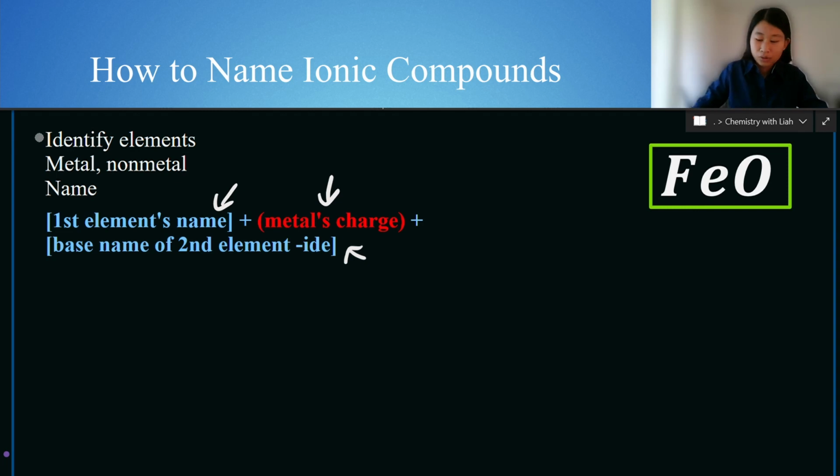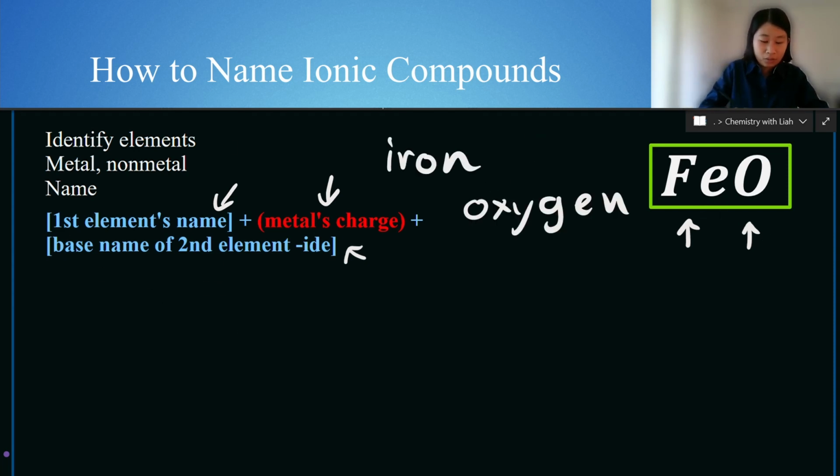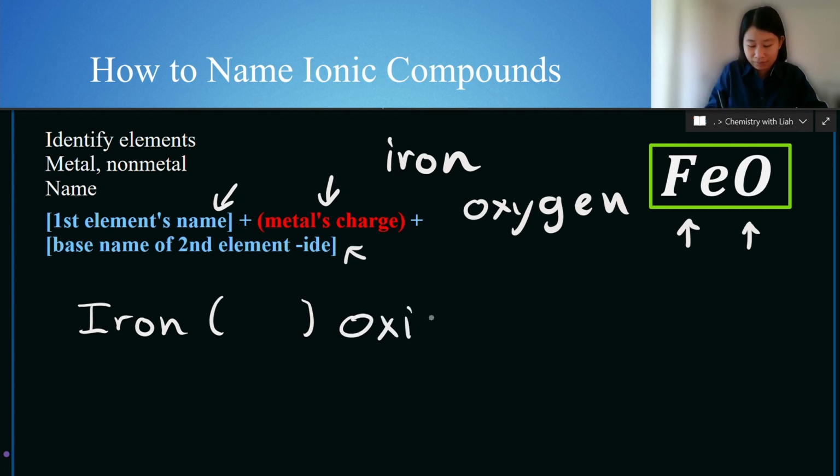So we're going to identify the metal and the non-metal, identify the elements, and name it. In this part we have Fe and we have O. Fe is iron, O is oxygen. Now what does this formula say? We're going to have the first element's name, so we're going to have iron. Then in parentheses we're going to have iron's charge. And finally we're going to have the base name of the second element with the ending IDE. And so we're going to have oxide for the end. Oxygen has the base name of ox and the ending IDE.